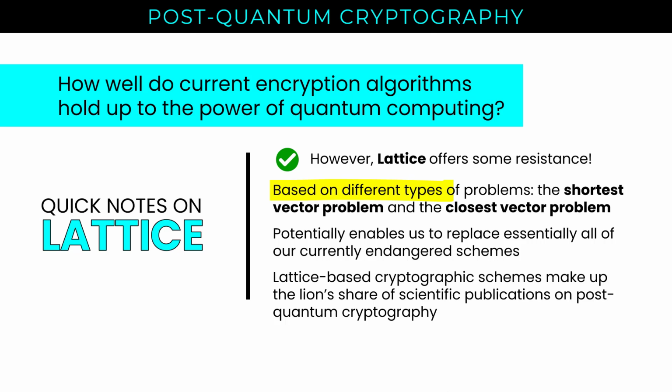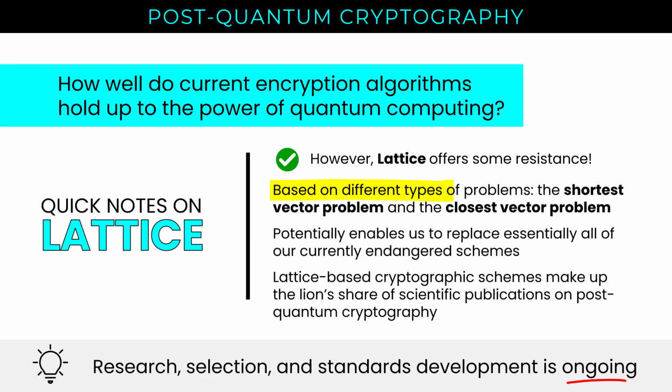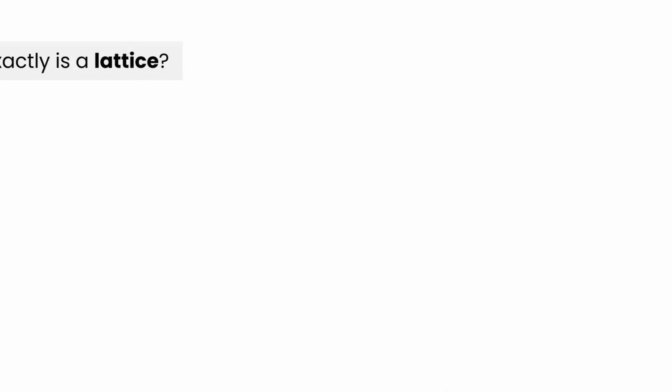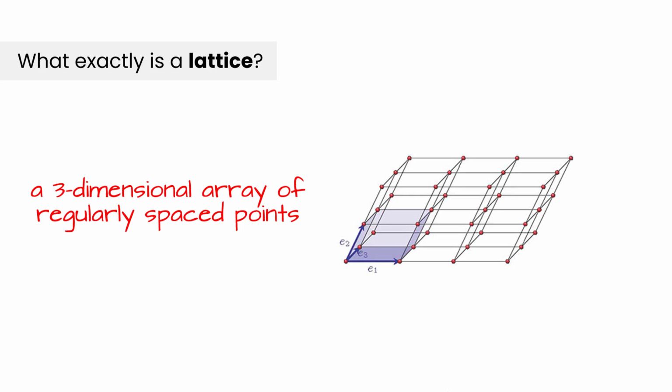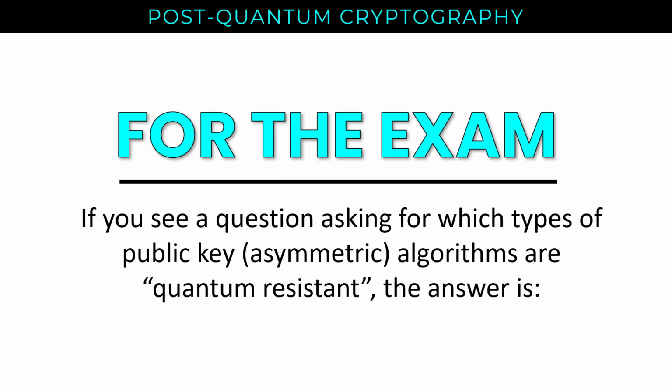And in July of 2020, so last year, NIST announced round 3 finalists. And the bulk of the finalists are of the lattice type. And that is to say, research, selection, and standards development is ongoing. And you might ask yourself, what exactly is a lattice? Well, a lattice is a three-dimensional array of regularly spaced points. An example of a lattice is the image you see right there.